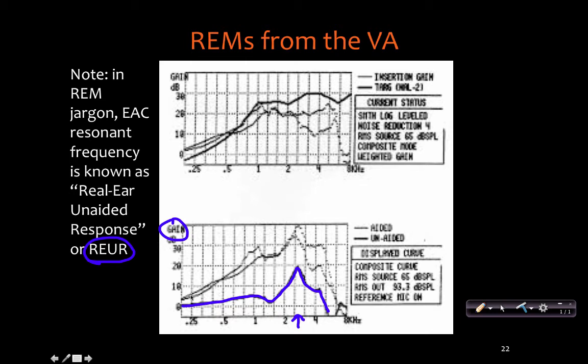We then put a hearing aid in the person's ear, and there were actually two different settings here. With the hearing aid in the ear, we got this much output. Now, if we did the top curve, the REAR minus the REUR, that gives me the gain that I measured in the hearing aid, the difference between these two. That gain is simply a difference value.